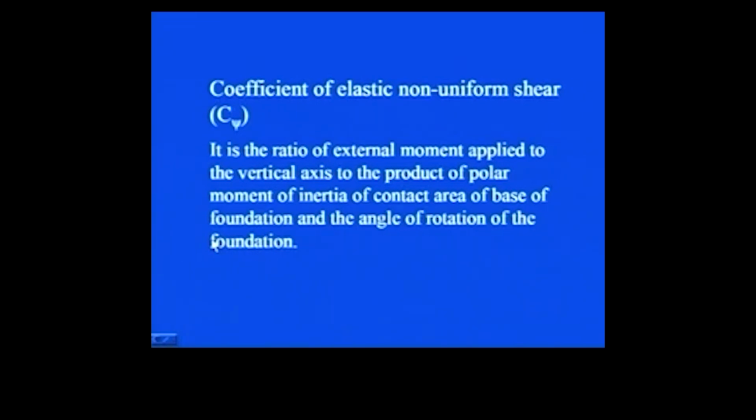You see, if the x and y axes are horizontal axes and the z axis is the vertical axis, and the external moment is applied about the vertical axis, then you have the contact area of the block foundation. So you can get the polar moment of inertia of the same, and then you take the ratio of that polar moment of inertia to the angle of rotation of the foundation.